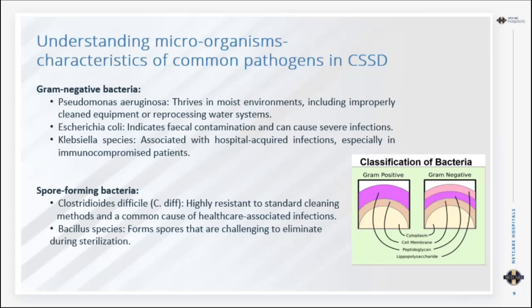We then look at spore-forming bacteria, and I'm sure we're all familiar with C. diff, and for a real tongue twister, it's Clostridioides that they've changed the name to, difficile. They're highly resistant to standard cleaning methods, and this is because they're spore-forming, and they're a common cause of healthcare-associated infections. So here we see patients with severe diarrhea from C. diff infections. And then we also have Bacillus species, which form spores that are challenging to eliminate during your sterilization process.